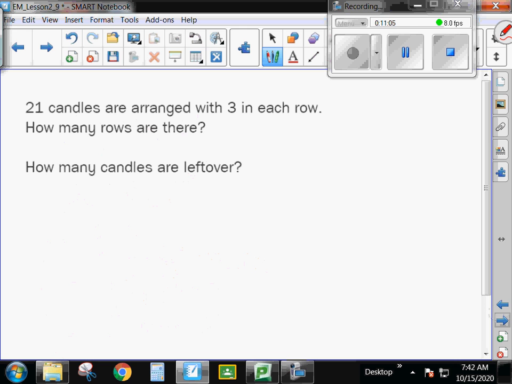All right, here's another problem. Quick sketch. I want you to do this: 21 candles are arranged with 3 in each row. How many rows are there? So 21 candles, you're arranging them with 3 in each row. I want to know how many rows there are, and then how many candles are left over. Go ahead and pause your video.